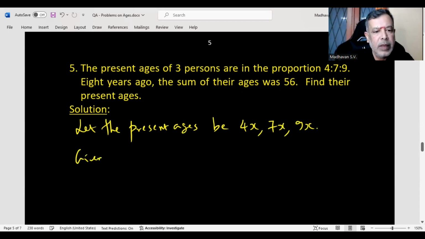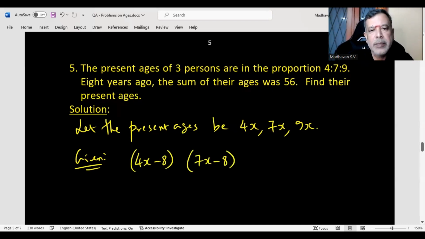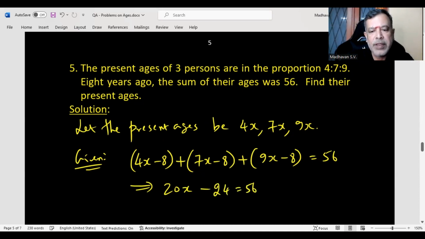Given 8 years ago, first person's age would have been 4x minus 8. Second person's age would have been 7x minus 8. Third person's age would have been 9x minus 8. 8 years ago, the sum. So I will add. This is given as 56. Now, 4x plus 7x is 11x. 11x plus 9x is 20x. Minus 8 is minus 16. Again, minus 8, it is minus 24 is equal to 56.